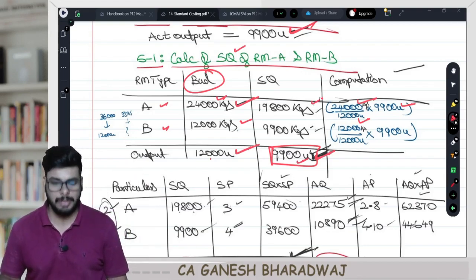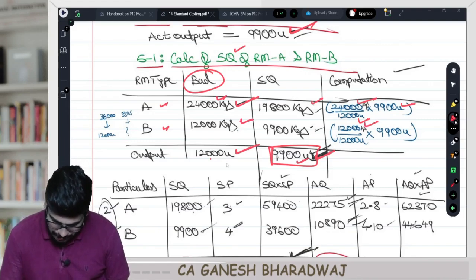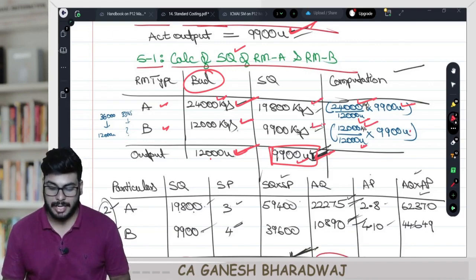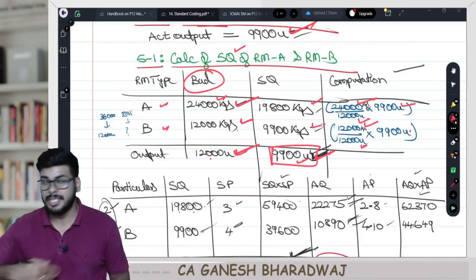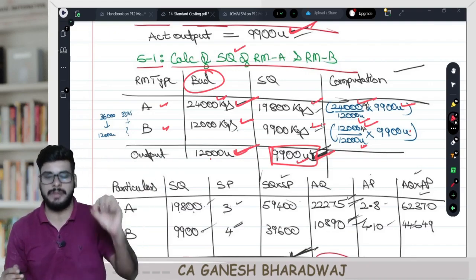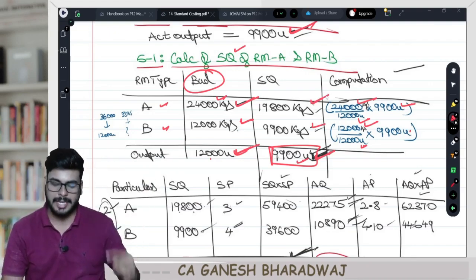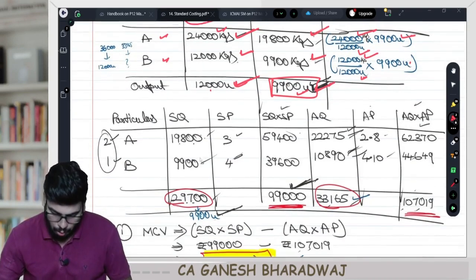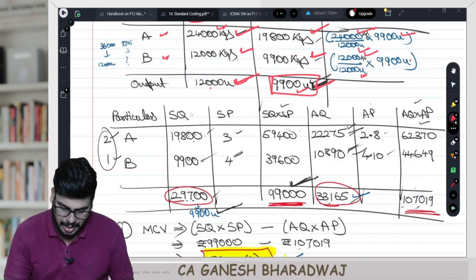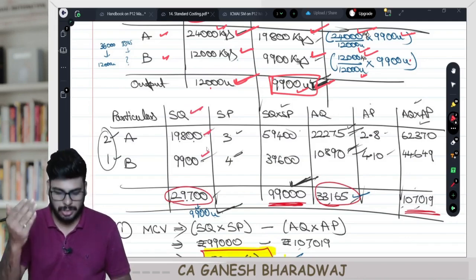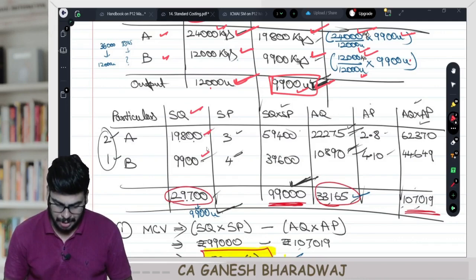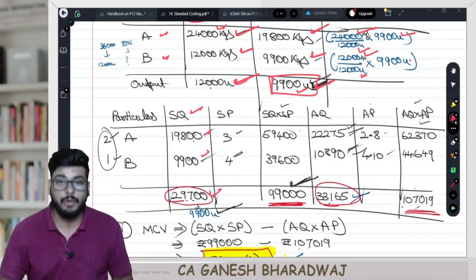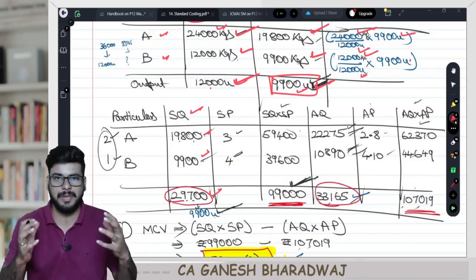Similarly, kgs of B: 12,000 divided by 12,000 into 9,900. You get 9,900 kgs of B. Are you clear with this? With this, we get the standard quantities of raw material A and B, which is 19,800 kgs of A and 9,900 kgs of B. Now we can prepare the statement. You add up the two: totally how many kgs of A plus B were inputted? 29,700 kgs.